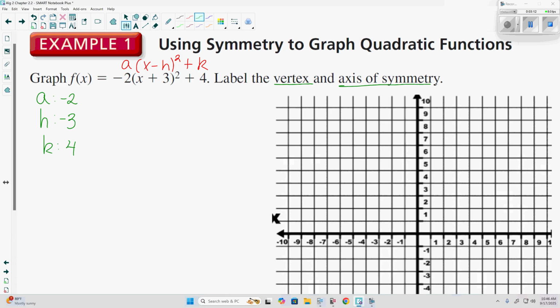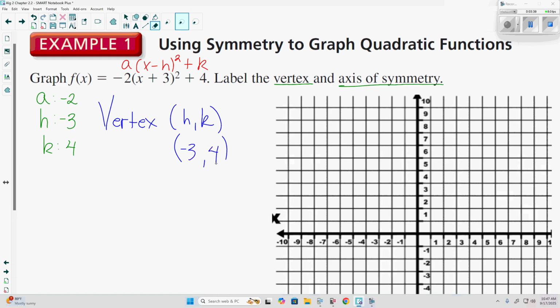Two pieces of information we need to find are the vertex and the axis of symmetry. Vertex in the general form is the point h comma k. So the vertex for us is going to be what? -3, 4. We replace h and k with its values. So the vertex for this equation here is the point -3, 4.